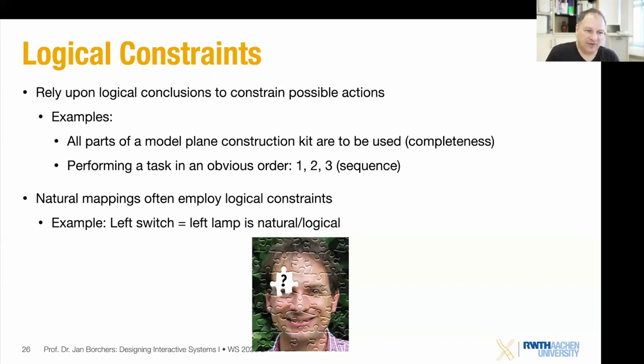In fact, natural mappings often employ these logical constraints. So for example, that the left switch belongs to the left lamp is on the one hand a natural mapping, but it's also sort of the logical way of doing things. So you will find that constraints are often just a different way of looking at natural mappings or affordances. So don't be surprised when you find that different concepts apply to the same situation.